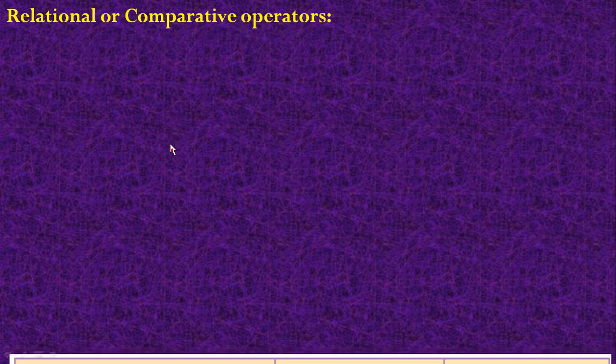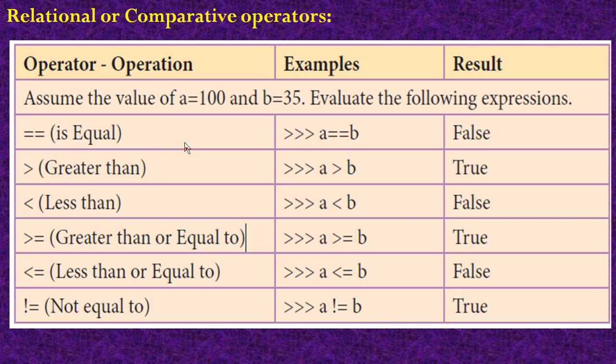Next one, relational or comparative operators. What are the relational operators? Single equal to is the assignment operator, but double equal to here is the equal to operator, and it is a relational operator. Single equal to is the assignment operator. Here double equal to is used for relational.